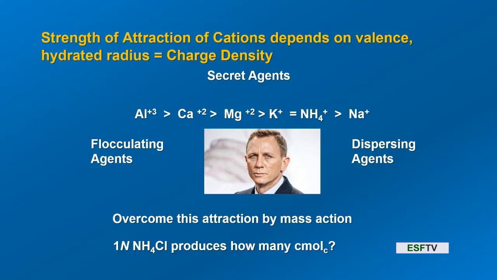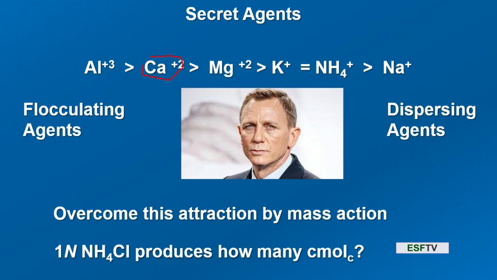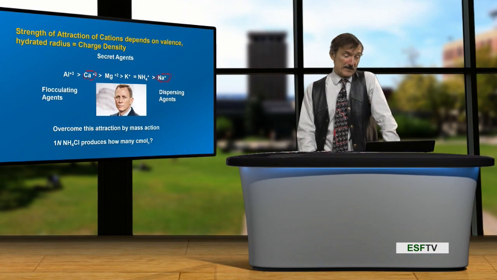And it's the same series we just looked at. Aluminum +3 has a higher charge density than calcium +2. Okay, and both of these will flocculate. And by the time we get down to ammonium, by the time we get down to sodium +1, it's dispersing. Okay, it's just unwieldy. Let's say a big, bulky, hydrated radius and a little amount of charge, +1. And so it's dispersing. You can't get enough of those around my cell to overcome the net negative charge. And that's how it works.